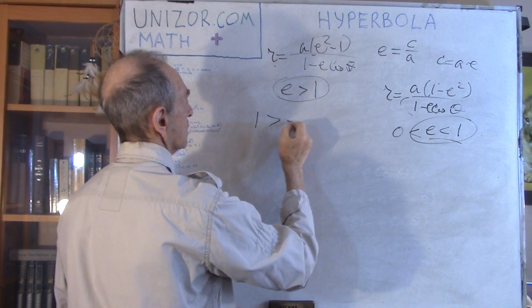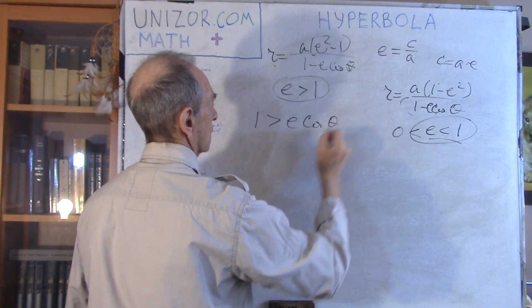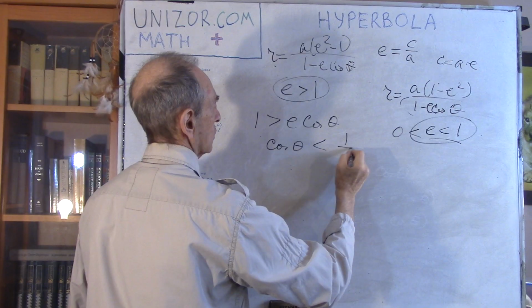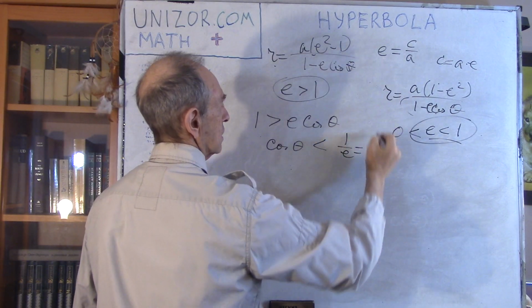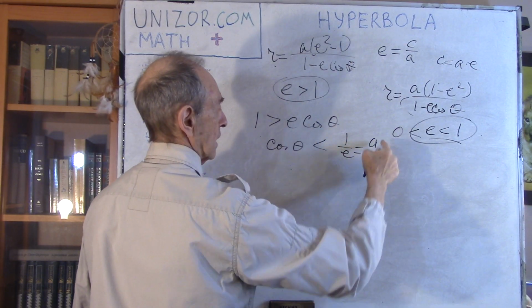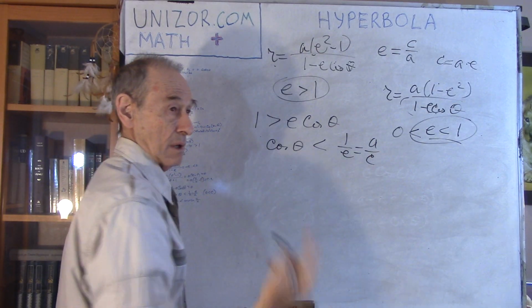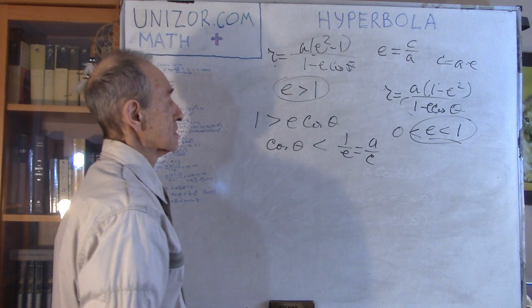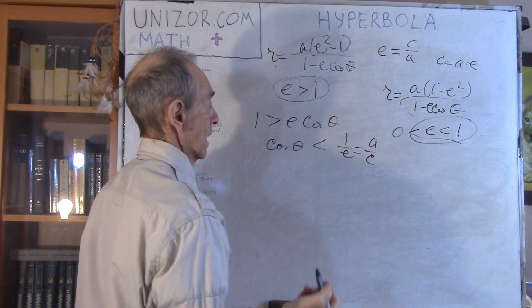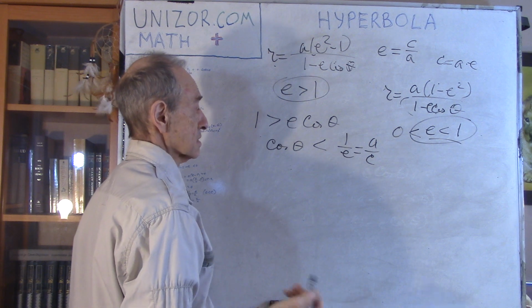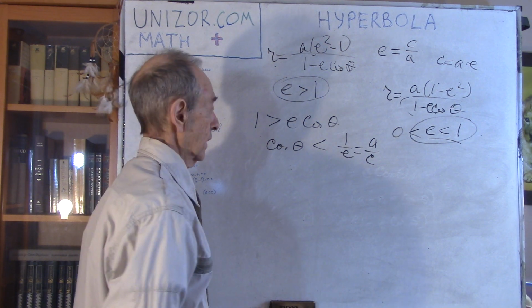Is 1 greater than e cosine theta, or cosine theta should be less than 1 over e. 1 over e is a divided by c. A is smaller, c is greater. So whenever this particular condition is good, then we will have positive r. When it's not, well, sorry about that.